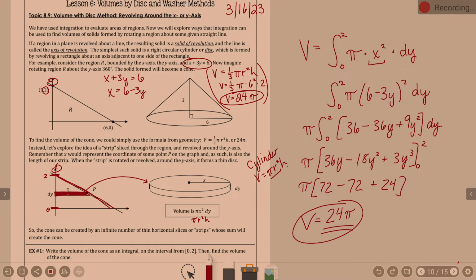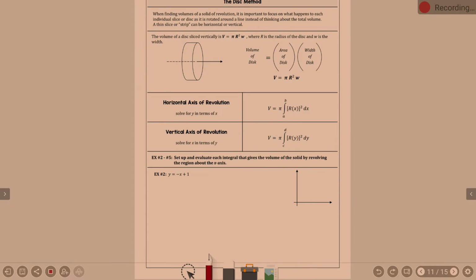Okay. Let's continue, because the next page kind of summarizes a little bit. So when finding volumes of a solid of revolution, it's important to focus on what happens to each individual slice or disk as it is rotated around a line instead of thinking about the total volume. A thin slice or strip can be horizontal or vertical.